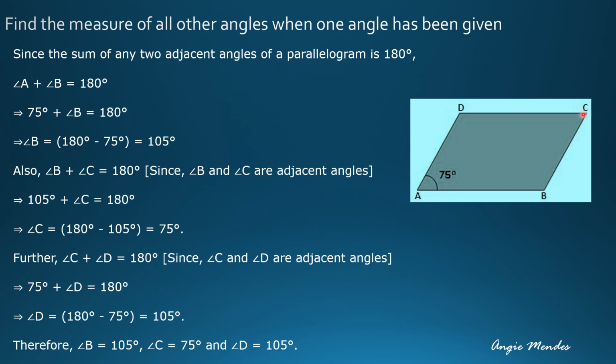The next one, angle C plus angle D, is 180 degrees. Again, these are adjacent angles. So we substitute the value. 75 degrees plus angle D is equal to 180 degrees. Subtracting the values, we get the measure of angle D, which is 105 degrees. So in this way, we could find the measure of all the angles of the parallelogram. Here we have used the property that the adjacent angles of a parallelogram have a sum which adds up to 180 degrees.